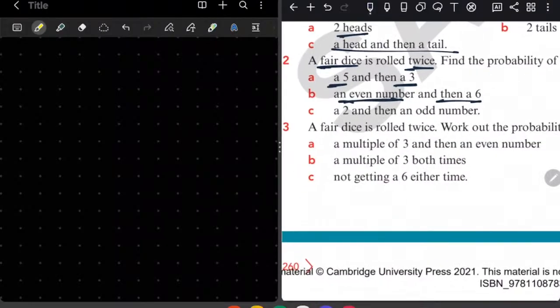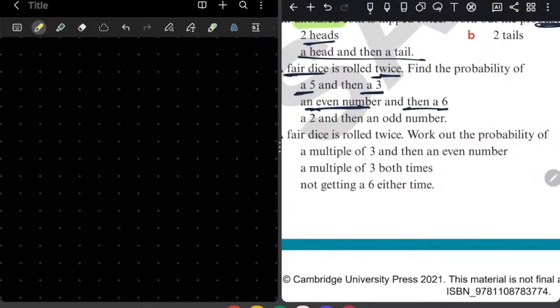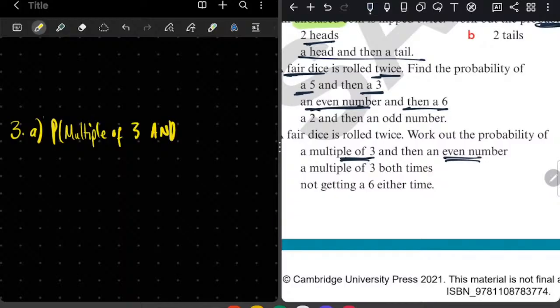So you can do this next one, right? A dice again. Number 3. Part A. They want the probability of what? Multiple of 3, right? Probability of multiple of 3, and then what? Finish with me, class. Let's just finish this so you can be able to do the questions. And then an even number. So probability of a multiple of 3 and an even number.